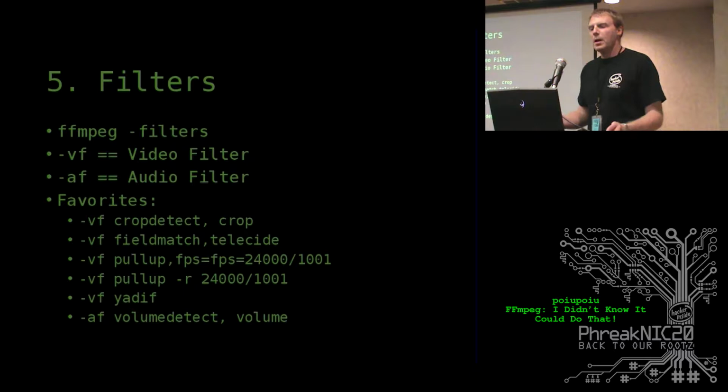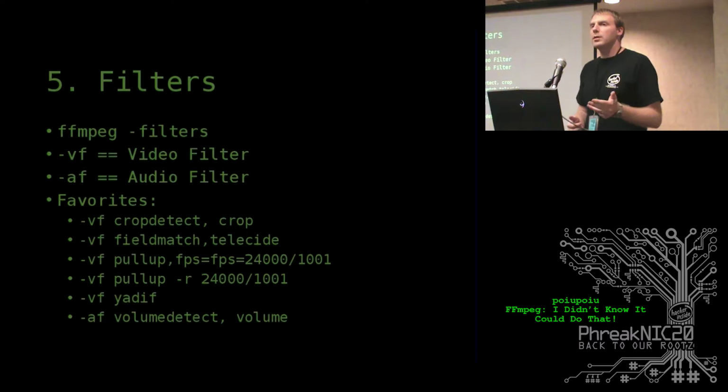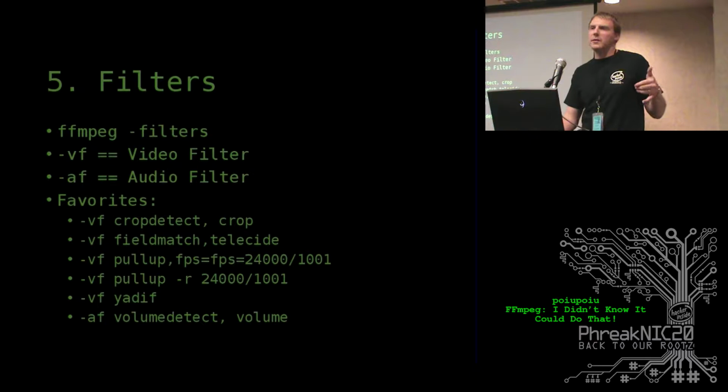Then the crop detect, whenever you're running it, will go through and look for the black borders and say, here's this. Oh, and here's a nice little format. You say, crop this. Field match and telecide and pullup, those all deal with inverse telecine. If you want to talk about that, I can talk your ear off about IVTC. It is a way of coming up with 5 video frames from 4 to fit the 24 frames per second film standard into the 30 frames a second DVD or NTSC standard.